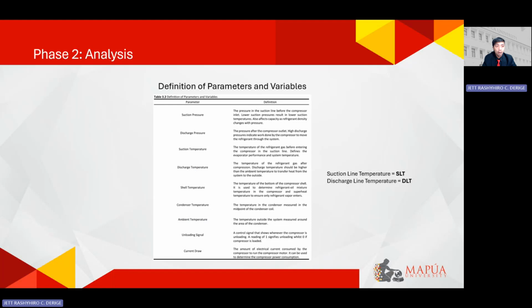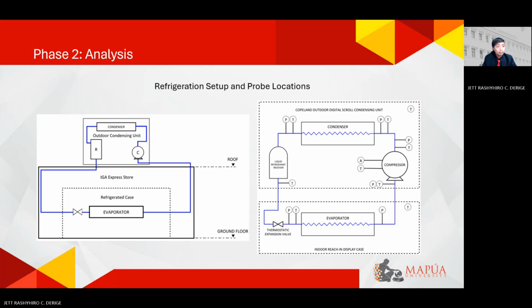So that would be the raw data. And then phase two of the analysis would be definition of parameters and variables, as you can see on the screen. So moving forward, suction line temperature would be designated as SLT, and discharge line temperature would be designated as DLT. And for the refrigeration setup and probe locations, you can see right here, the schematic on the left shows the setup on the store. The condensing unit is located on the roof. And then for the schematic on the right, you may see the pressure, temperature, and the current probes located in the system. And then the blue lines show the refrigerant line.